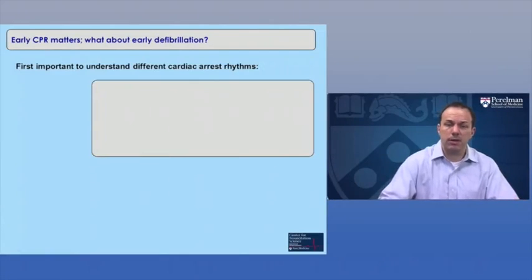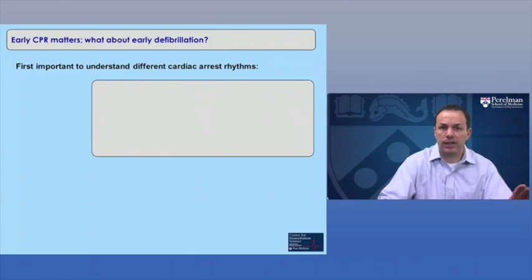But let's turn CPR to the side for the moment and talk about defibrillation. I want to share with you some of the important concepts around who we defibrillate and why we defibrillate. And by defibrillation, I mean delivering an electric shock using a defibrillator. Now, it turns out not all cardiac arrests are the same.